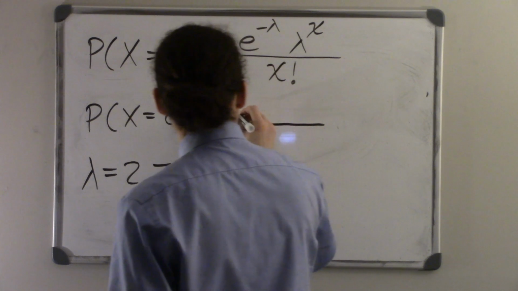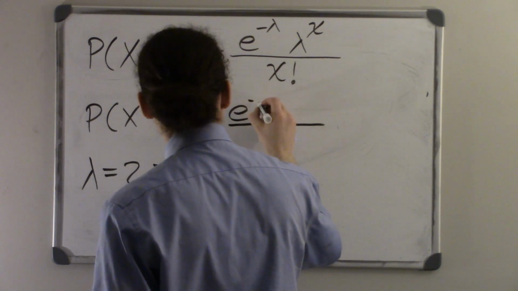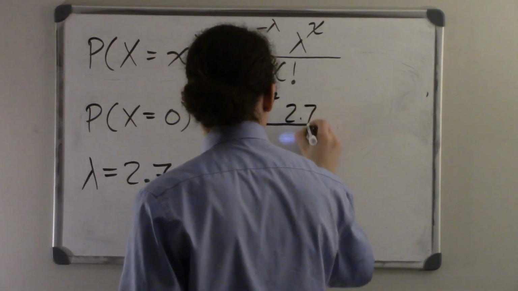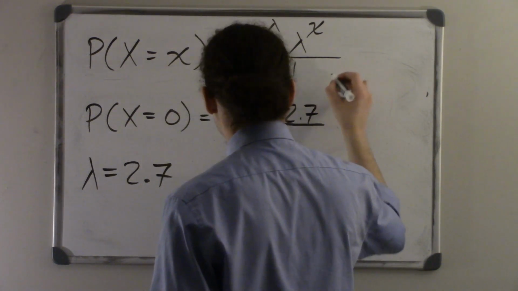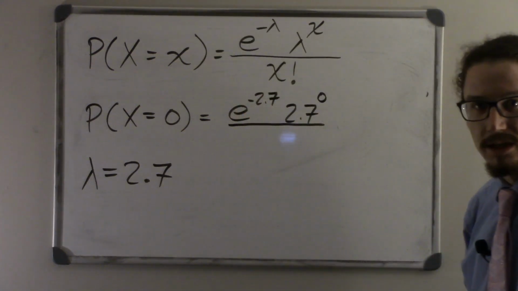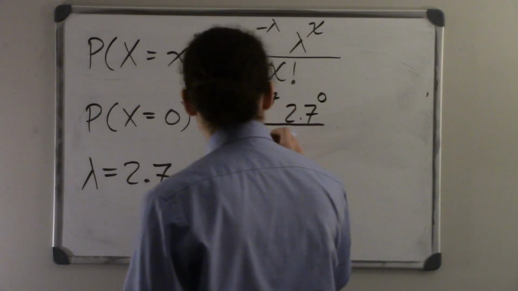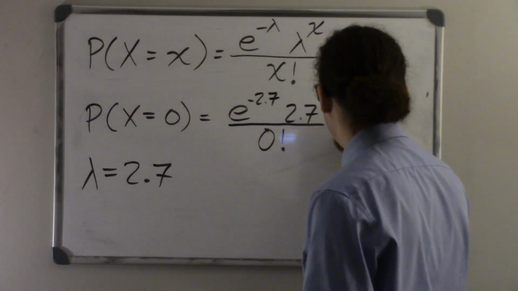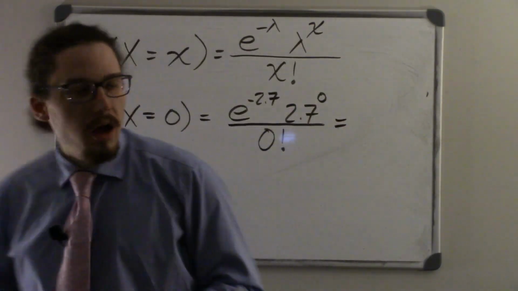Once we've got that, we're just going to fill this in. So e to the negative lambda, lambda is 2.7, times lambda to the x, lambda is 2.7, x is 0, so 2.7 raised to the 0th. And then we're going to divide it by the factorial of 0.